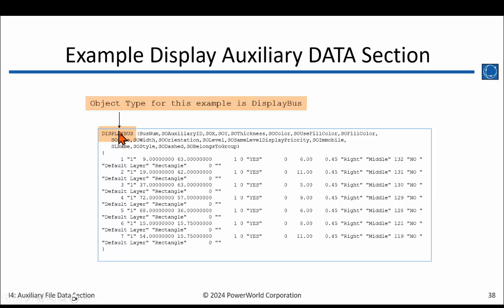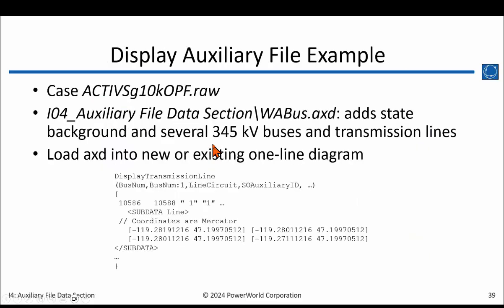And then here's an example of display buses. Again, we just looked at an entire file for the 7 bus case. This is an excerpt of that which just shows the 7 buses. So there's a bus number, an auxiliary ID, the position in XY coordinates, the thickness of the bus object, and what color it is; the 0, I believe, corresponds to black, and so forth. So those are other properties of the object on the one-line diagram.